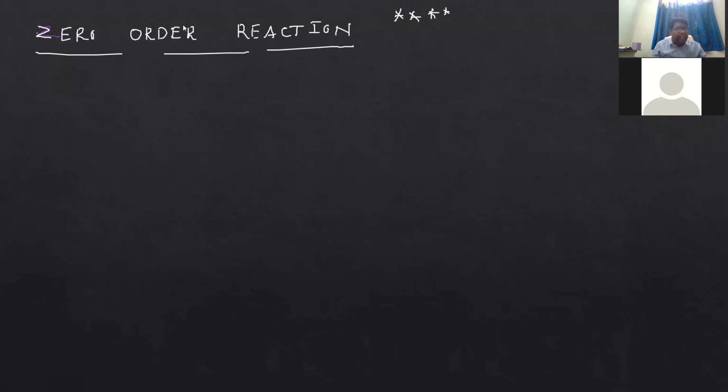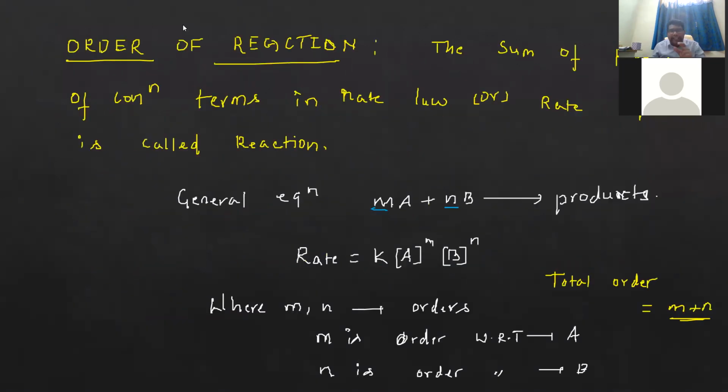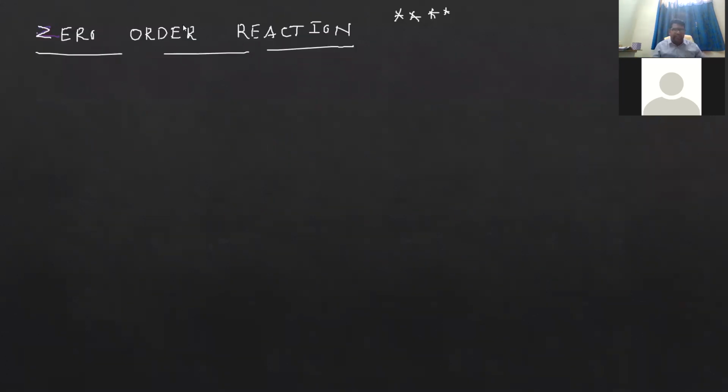To observe this, here M plus N, where M is 0 and N is 0, that is a zero order reaction. The sum of powers of concentration terms in the rate law is 0, that means M equals 0 and N equals 0. That is called a zero order reaction.